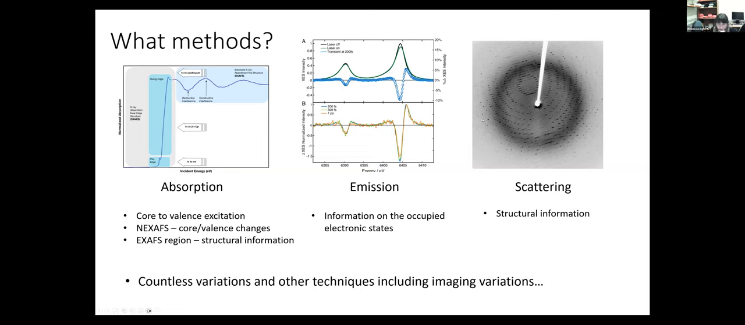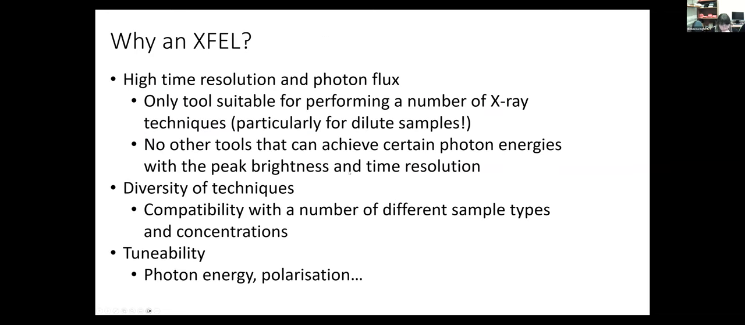And so there's lots and lots of possibilities. Of course, there's a million variants of all of these techniques, you know, wide angle scattering, small angle scattering, Bragg, resonant Auger and things like that. There's also imaging variations of many of these techniques where the spatial information can be combined with the spectroscopy. So there's lots and lots of possibilities out there that you can tailor for the specific questions that you're interested in.